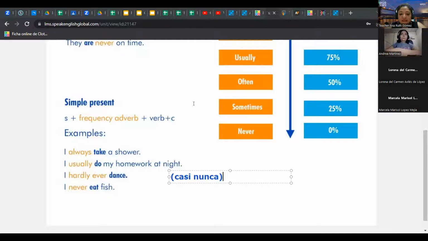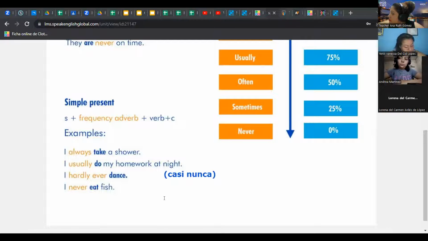All right, very good. And the next one is: I hardly ever dance. And I never eat fish and something like that.